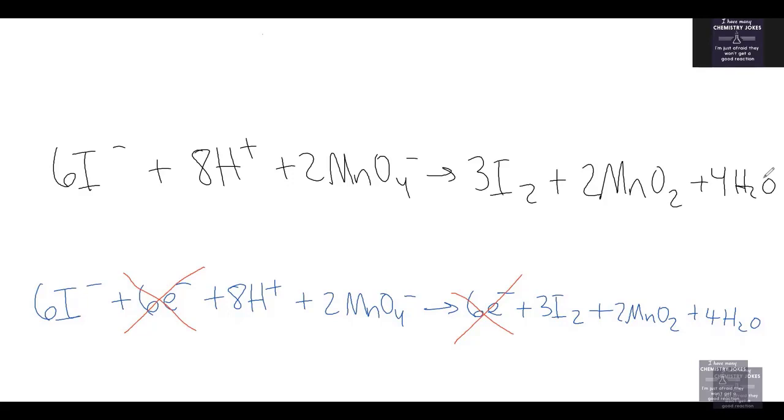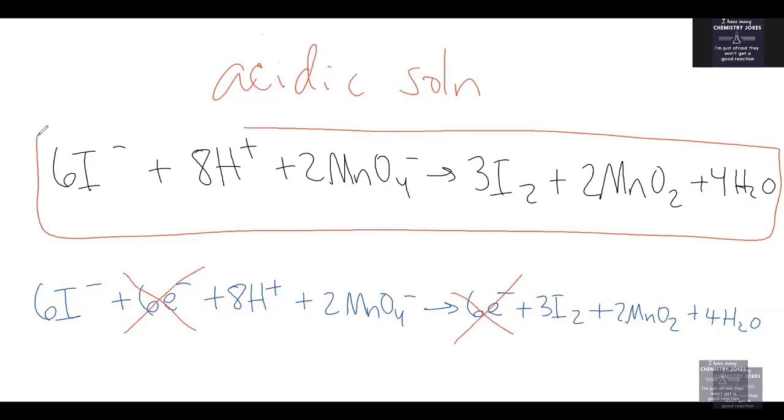Verify that the number of atoms and charges are correct. 6I, 6I, 8H, 8H, 2Mn, 2Mn, 4 times 2, 8 oxygen, 4 plus 4, 8 oxygen. No charge on the product side. 2-, 8+, 6-. Yep, both sides equal 0. Because my original problem said balance this in acidic solution, this is my final balanced equation because it's in acid. If it's in base, you have to do one more step.